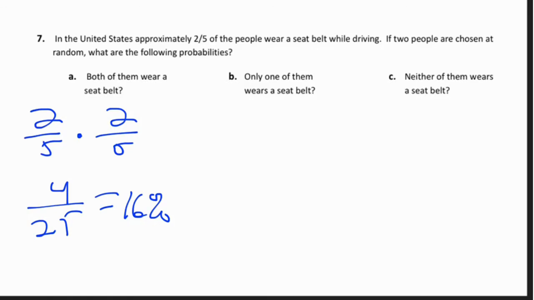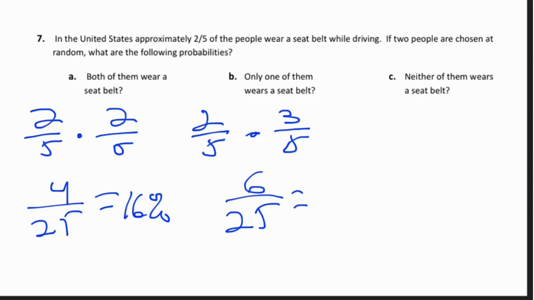B, only one of them wears a seatbelt, so that means only one of them. So let's say the first person wears a seatbelt, but the second one does not. So there's 3 out of 5 left. 2 times 3 is 6, 5 times 5 is 25, 6 over 25 as a decimal is going to be 24%. So there is a 24% chance that if you pull 2 random people out of anywhere in the United States, one of them will wear a seatbelt and one of them would not.